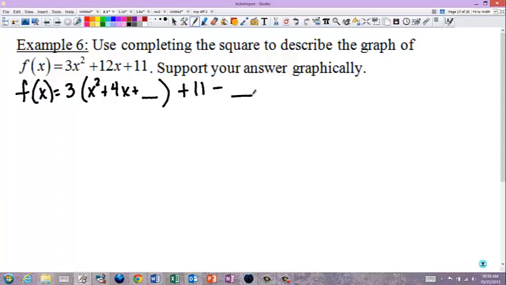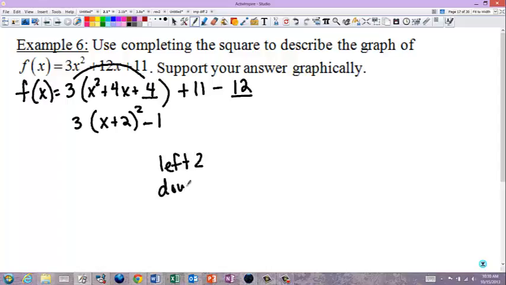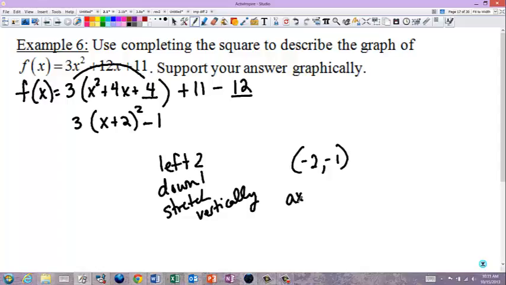Half of 4 is 2, squared is 4. So it's going to be x plus 2 squared. Oops, what goes in my blank? 3 times 4 is 12 here, like if you distribute it out. So that would be minus 1. So it's going to move left 2, down 1, and stretched vertically. And my vertex is negative 2, negative 1. My axis of symmetry is x equals negative 2.